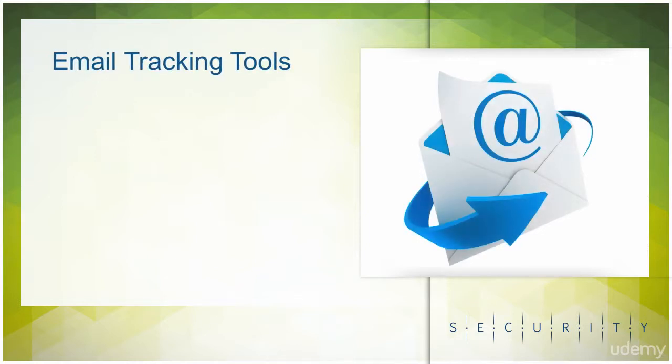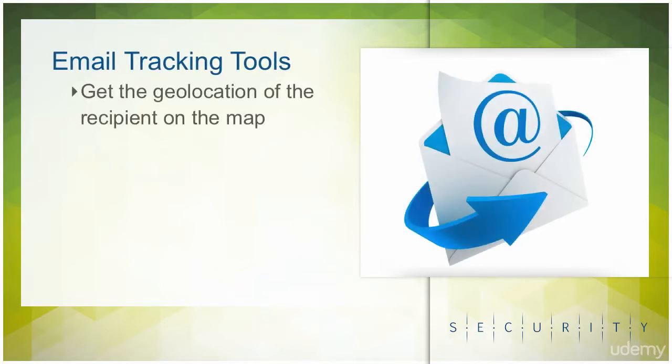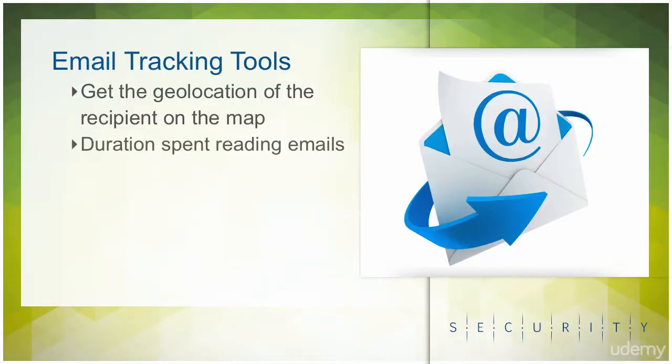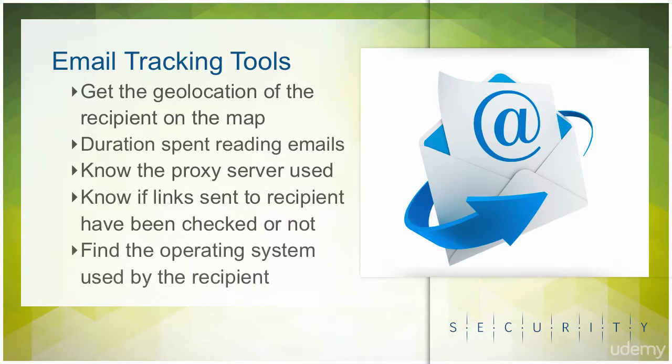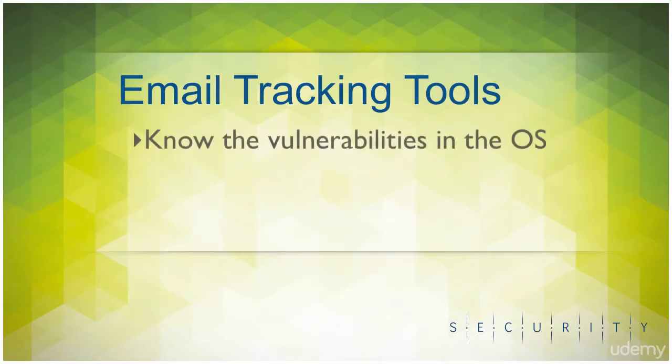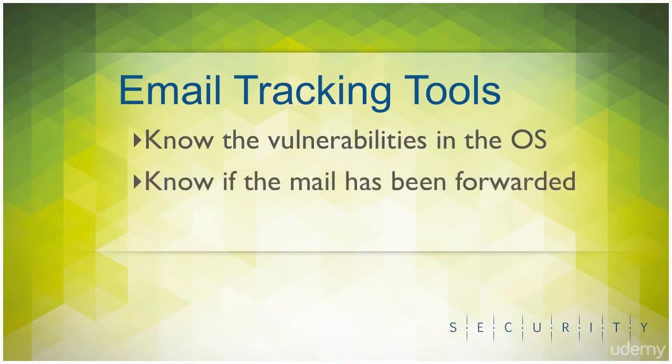So just to highlight, you gather the following information by using email tracking tools. You can get the geolocation of the recipient on the map and the location. All you need to do is get the IP addresses and you can find the details. You can find out the duration spent in reading emails and get to know the proxy server used by the recipient. You can also find out if the links sent to the recipient have been checked or not. You can find out the operating system used by the recipient. You know the vulnerabilities in the OS, and you can use them to attack the victim. You can find out if the mail has been forwarded to others or not. You can use the tools to get all this and much more information.